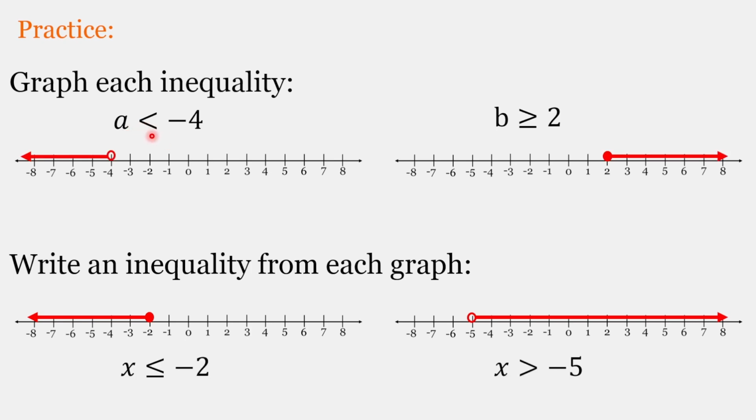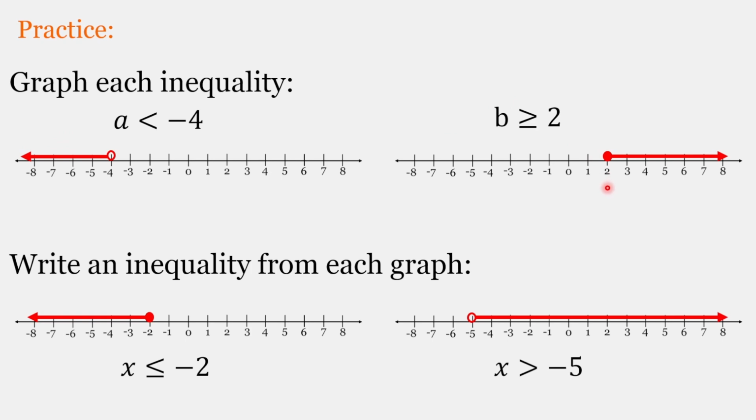So if we have a less than -4, first thing we're going to do is find -4 on our number line. And then we have an open circle here because we have a strict inequality, so -4 is not included. A is less than -4, so we're going to shade to the left, to the smaller numbers.